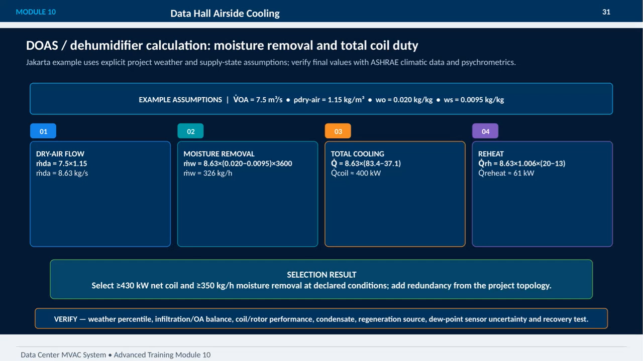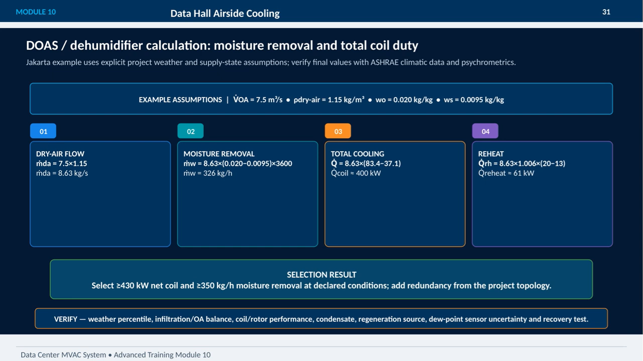This slide focuses on the DOAS and dehumidifier calculation for moisture removal and total coil duty in airside cooling for a data hall. Using a Jakarta example with explicit project weather and supply state assumptions, we calculate the dry air flow rate by multiplying the volume flow rate by the dry air density, which comes out to 8.63 kilograms per second. Next, moisture removal is determined by considering the difference between outside and supply humidity ratios, resulting in 326 kilograms of moisture removed per hour.